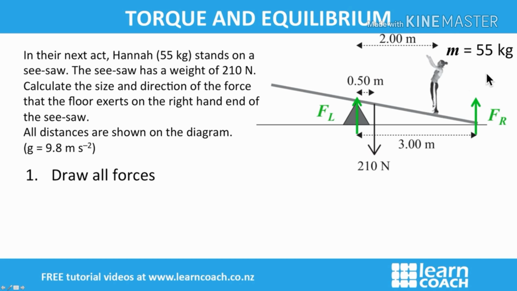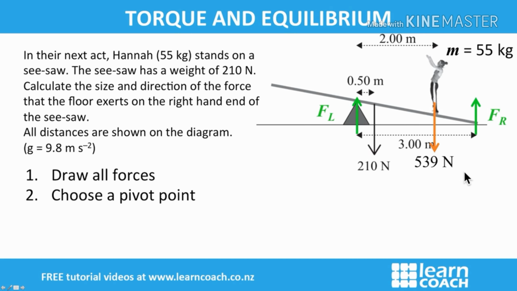It says she has a mass of 55 kgs, but this isn't yet a force. This force is going to be figured out by mass times gravity. So we can get Hannah's mass of 55 kgs multiplied by gravity, and we find out that her weight force is 539 newtons. Now we already know that the seesaw's weight force is 210 newtons. So all forces are covered right now.